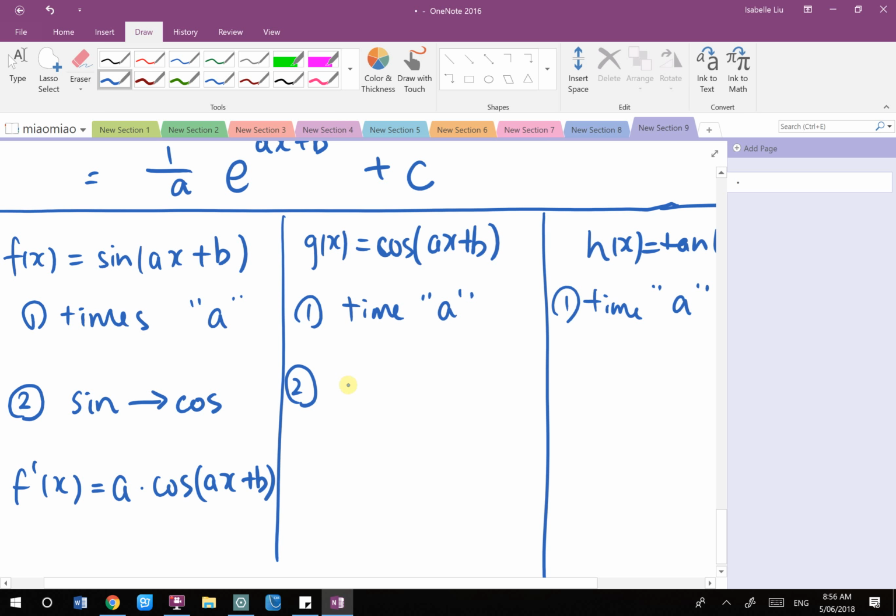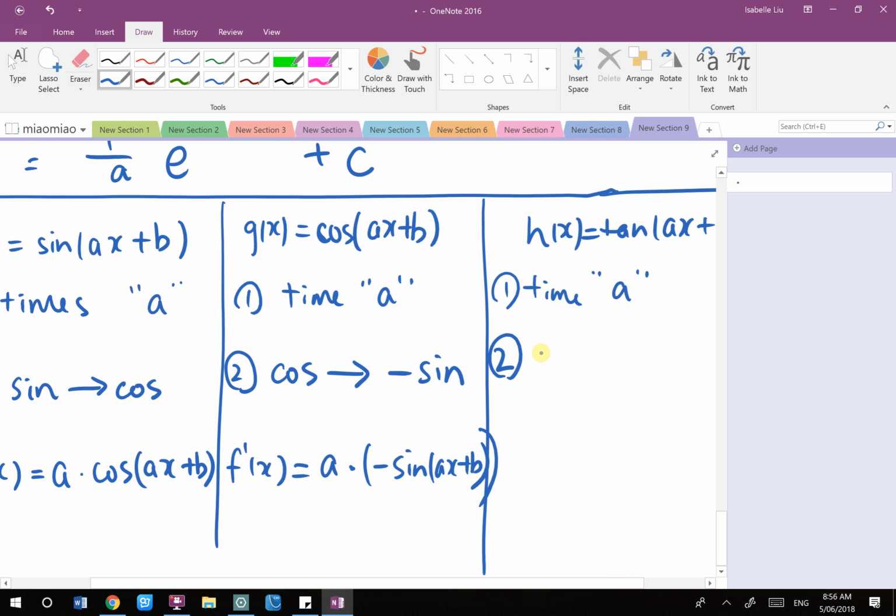The second step for cosine is cosine will change to minus sine. So g dash x equals a times minus sine(ax plus b). And for tangent, tan will change to sec squared. So h dash x is a times secant squared(ax plus b).